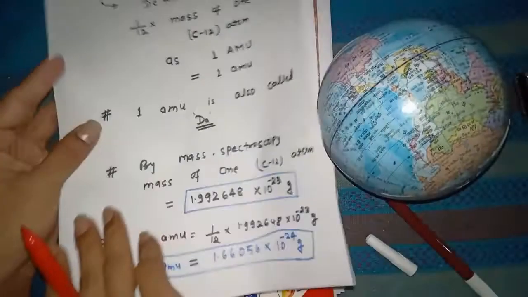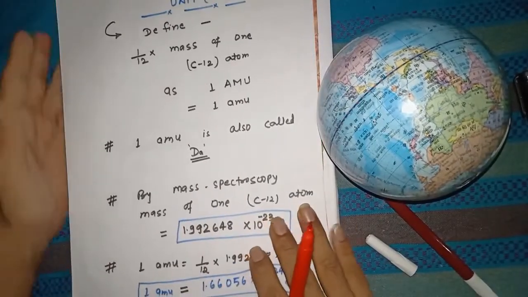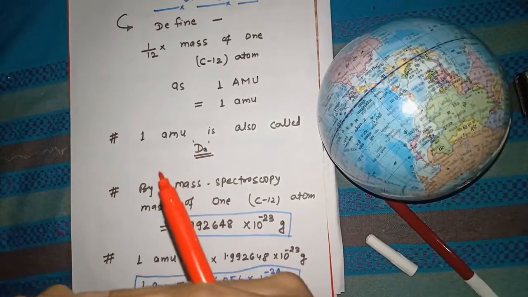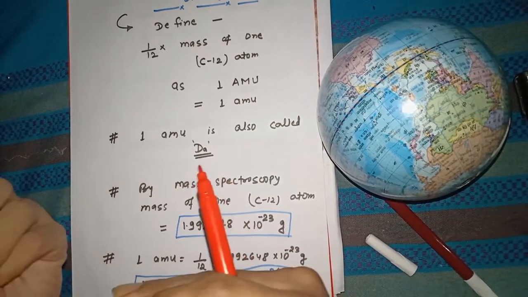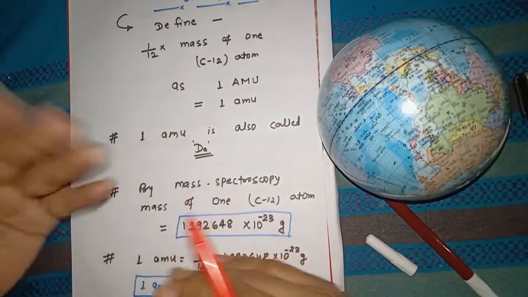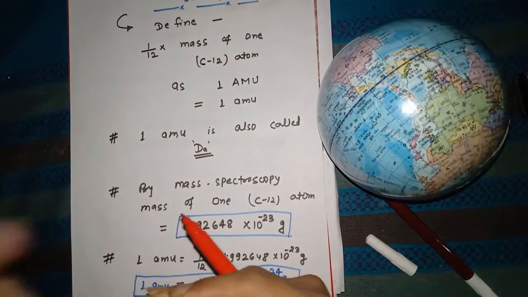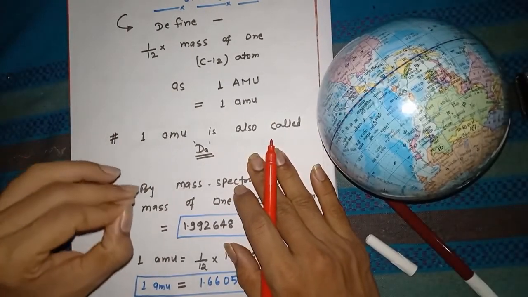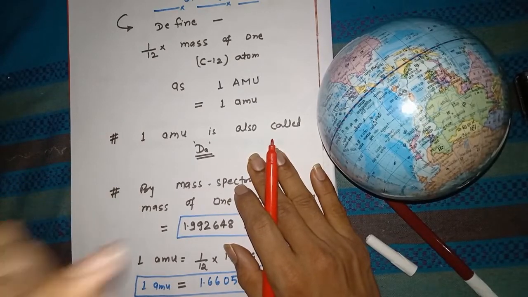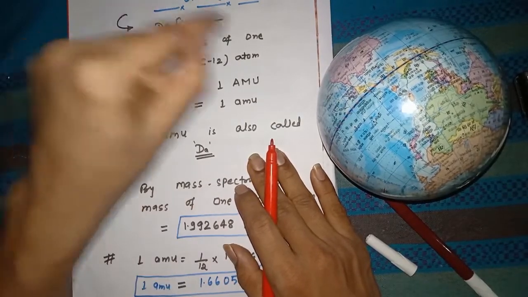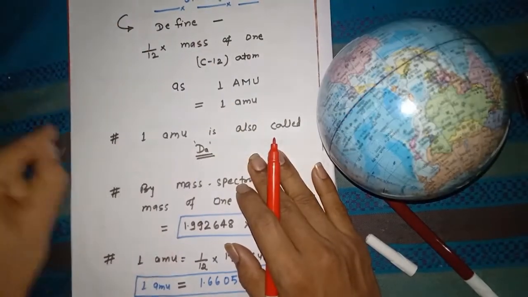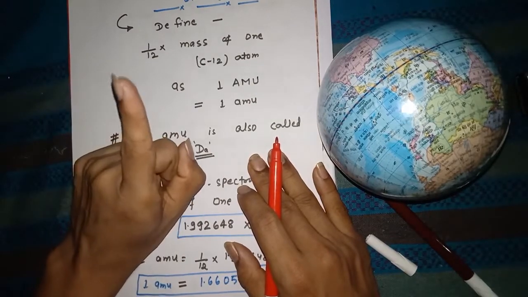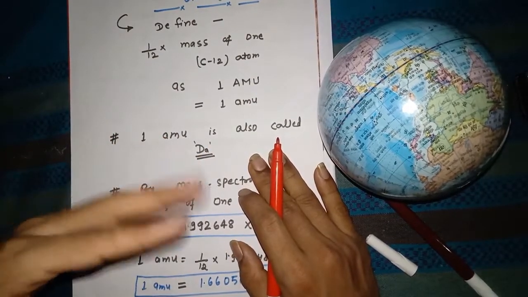So after this they define the unit for the amount of substance with respect to the carbon 12 isotope, which is 1 by 12th of the mass of one carbon 12 atom. Have you got my point? So we now call it 1 AMU, meaning atomic mass unit. 1 by 12th of the mass of one carbon atom is called 1 AMU.